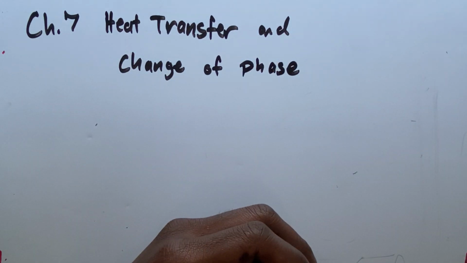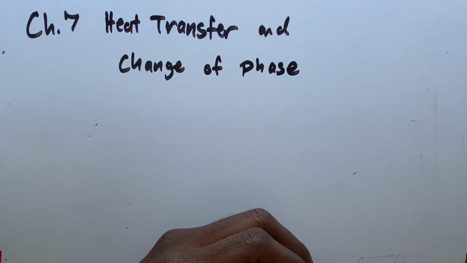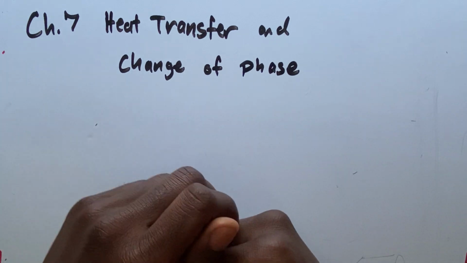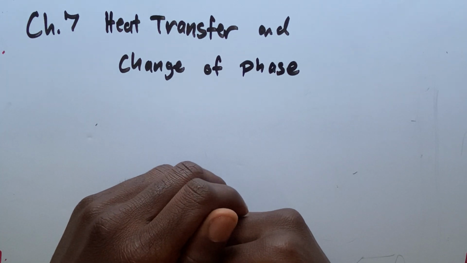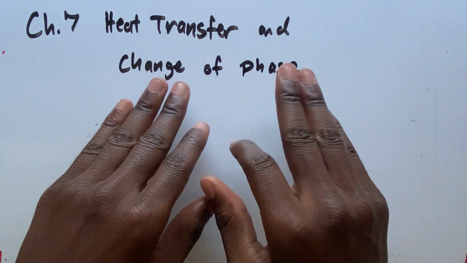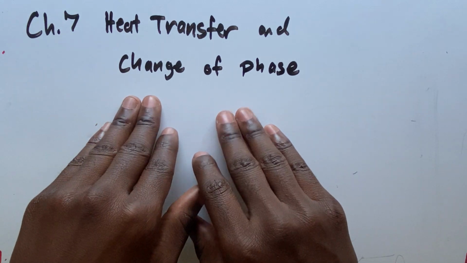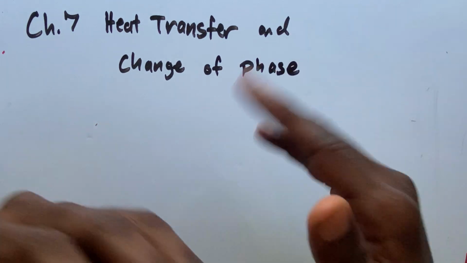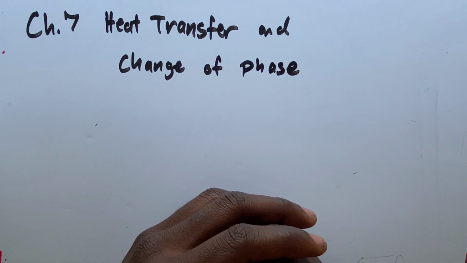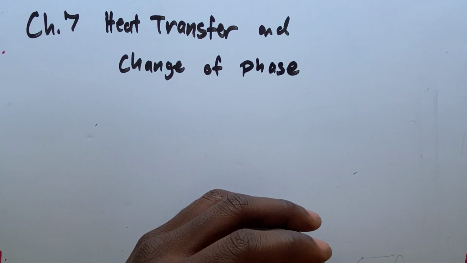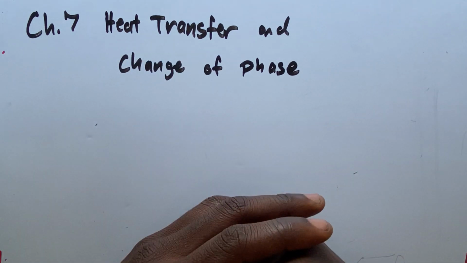Hello class, welcome back. Today I'm going to be talking about chapter 7. Chapter 7 is just going over heat transfer and change of phase, basically continuing on from chapter 6 where we talked about heat and temperature.